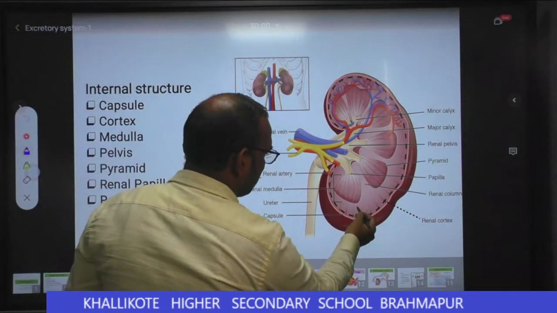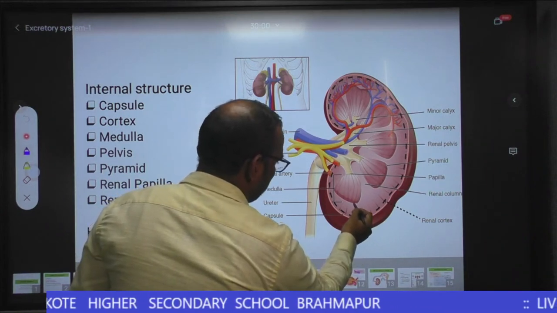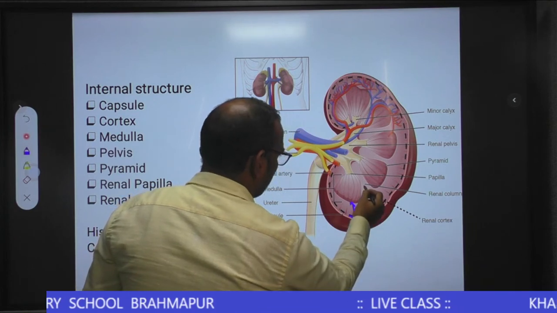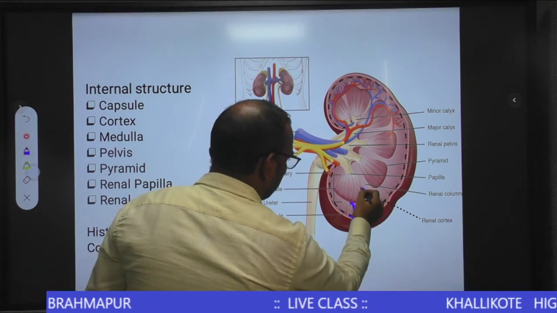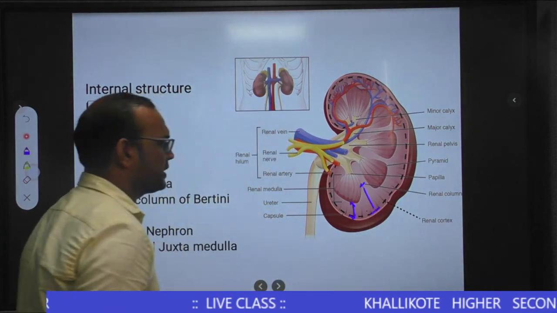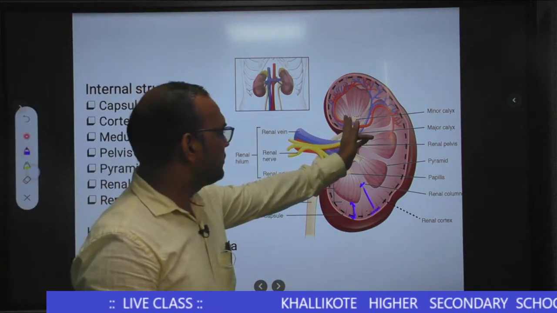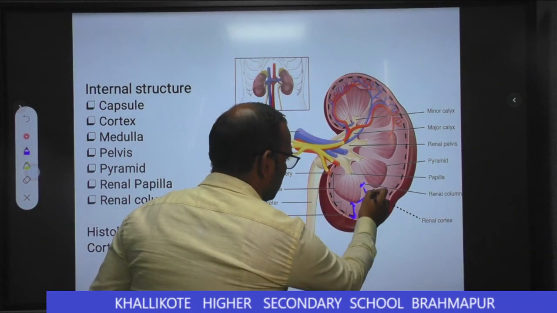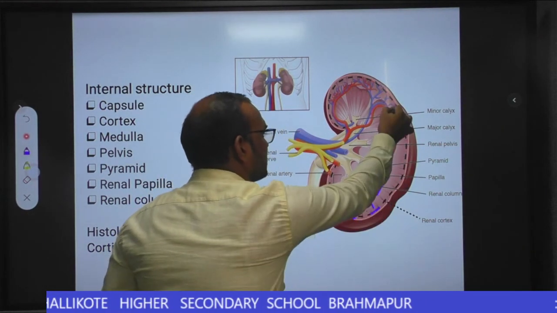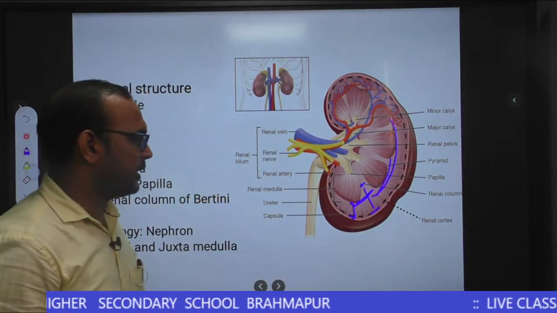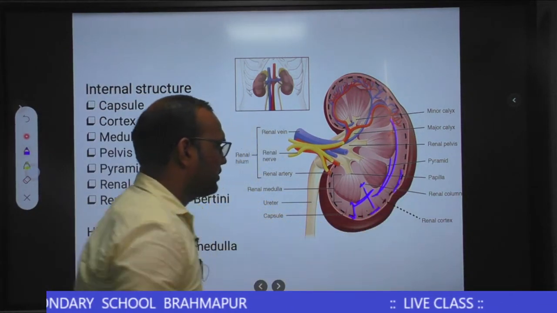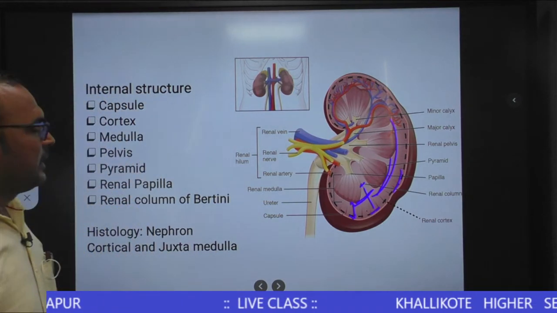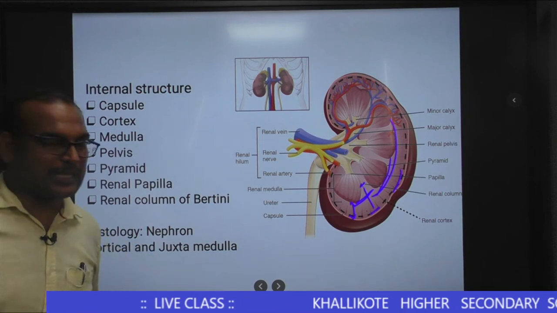So this region is the cortex region. From here up to here, marked with blue lining, I am saying renal cortex. This is the cortex region, which is just below the capsule.